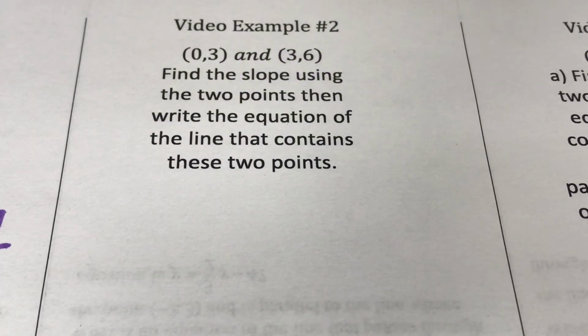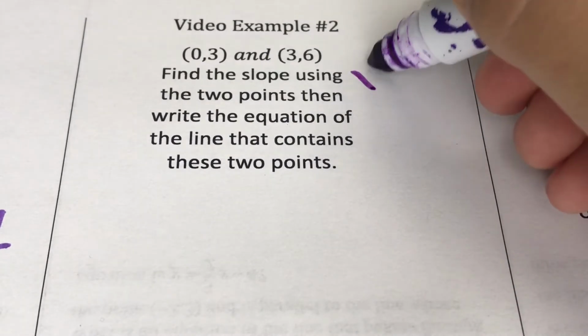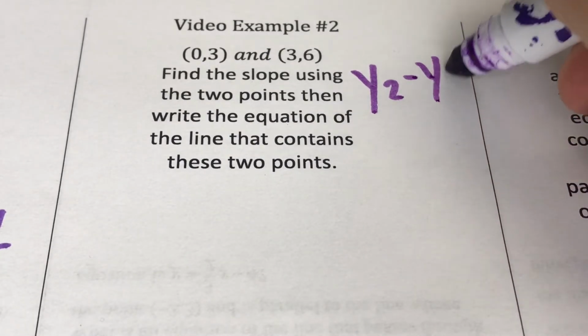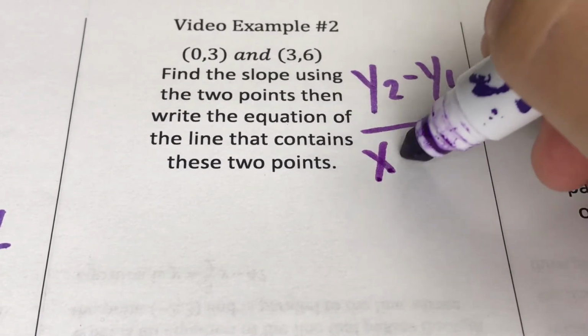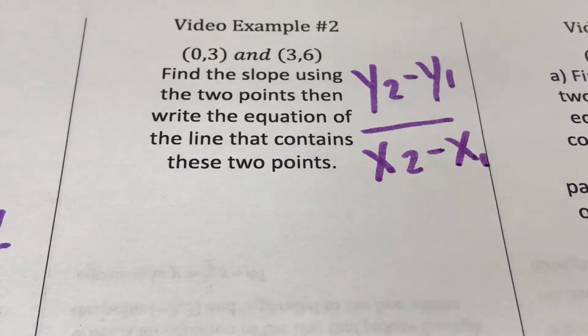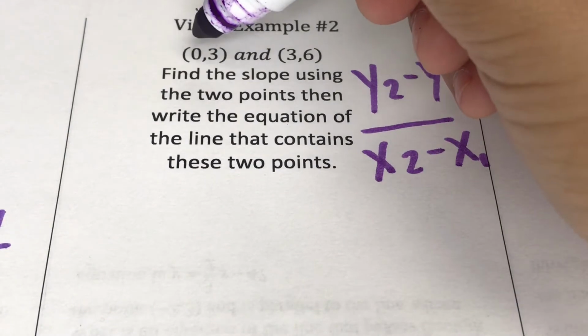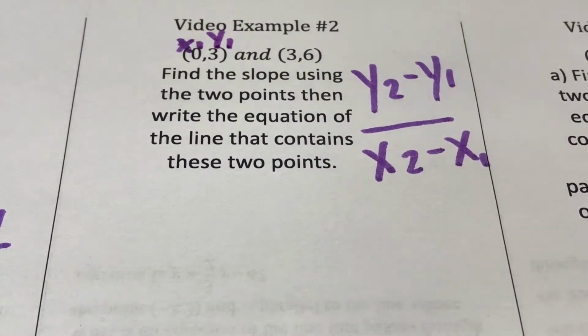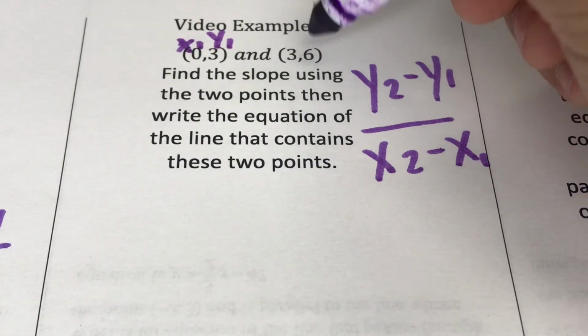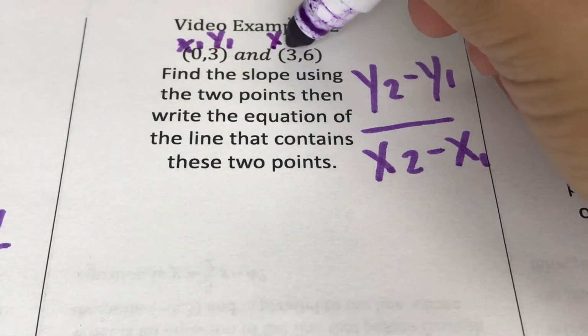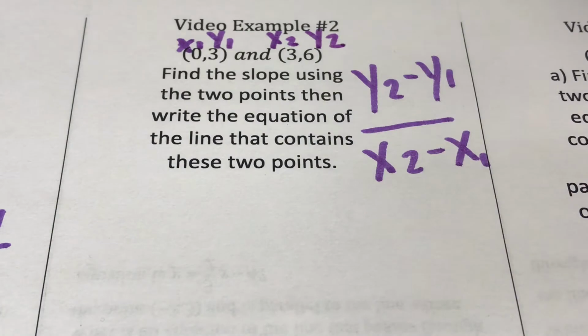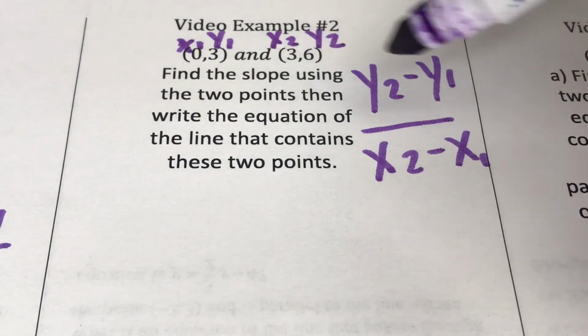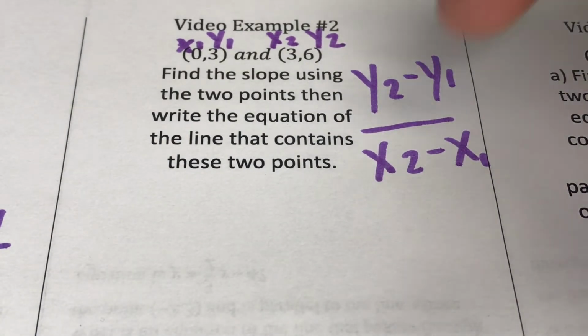So for this problem, we're flashing back to algebra, and we're using the slope formula, which is y2 minus y1 all over x2 minus x1. Now we need to assign these points a name. I'm going to call this the first point, so this one's x1, y1. This one's my second point, so I'll be calling it x2, y2. Now we're going to plug in the respective numbers for where they match in the formula.